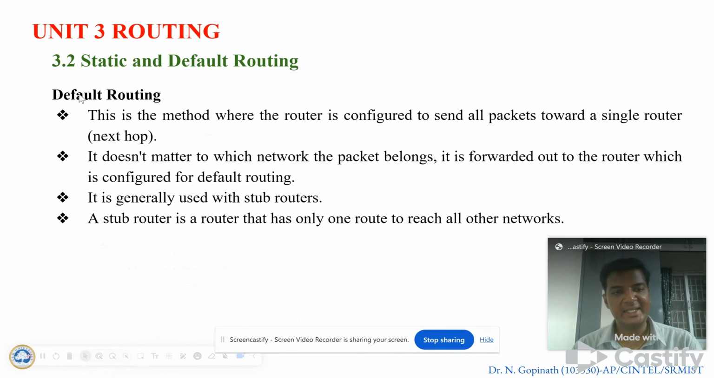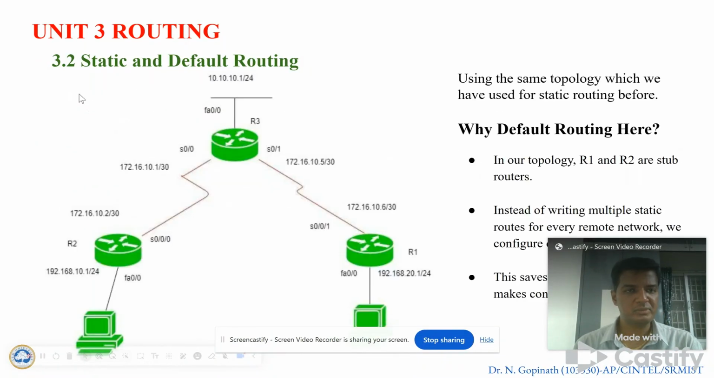Default routing, that is the second type of routing. This is a method where the router is configured to send all packets toward a single router. It doesn't matter to which network the packet belongs. It is forwarded out to the router which is configured for default routing. It is generally used with stub routers. A stub router is a router that has only one route to reach all other networks.